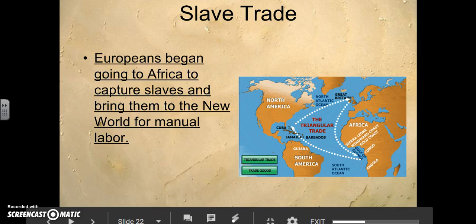If you look at this map of the triangular trade, or the triangular slave trade, it started in Europe. Europeans would go to Africa. Different African tribe leaders would sell their own people that were prisoners to the Europeans, and they would transfer them to either North or South America. Their labor would be used for goods that were then sent back to Europe. So that is what makes up the triangular trade.